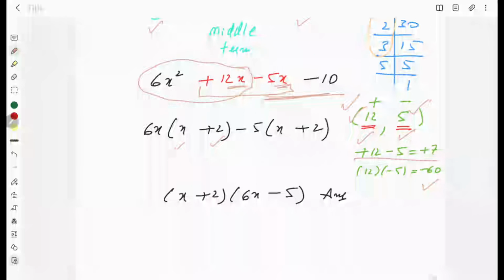In these two, minus 5 is common. If minus is outside, you have to take it out. And if you take 5 common, x will be left, and since minus is outside, this sign gets changed, becomes plus. 5 times 2 is 10, so 2 will come. The two brackets have to be the same. You take x plus 2 common again, and x plus 2 multiplied by 6x minus 5 is your final answer.